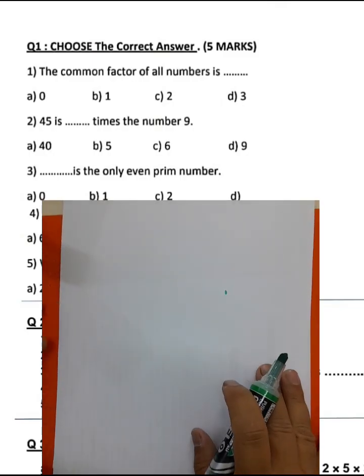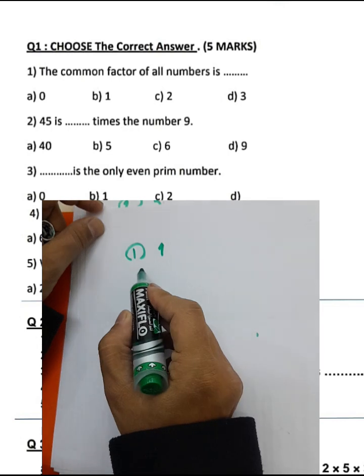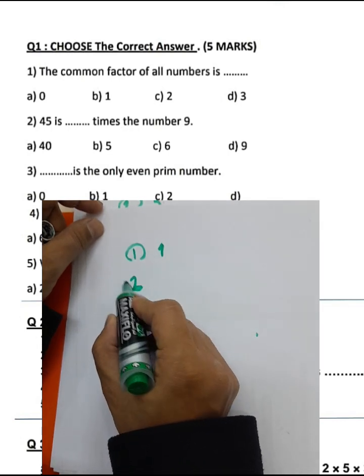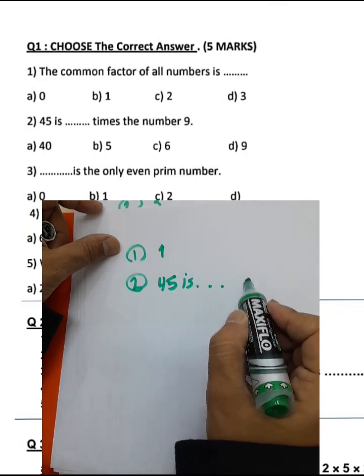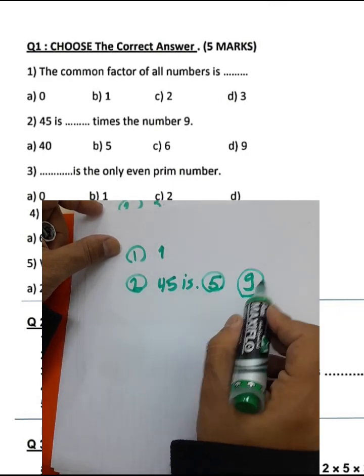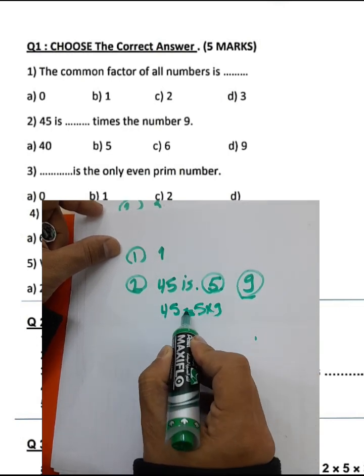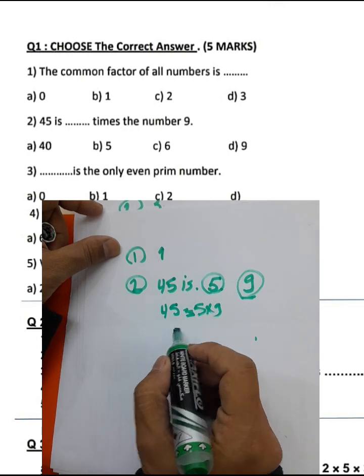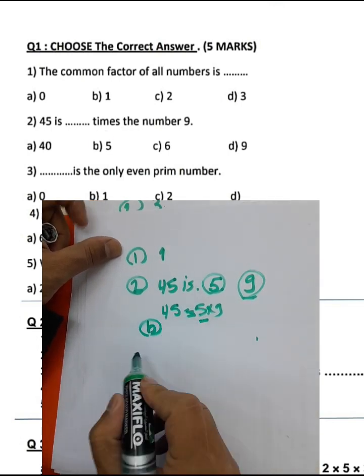Choose the correct answer. Number 1. The common factor of all numbers is 1. A number can be divided by 1. Question number 2. 45 is space times the number 9. 45 is 5 times the number 9, because 45 equals 5 multiplied by 9. Then you must choose letter B here. Choose letter B for this example.